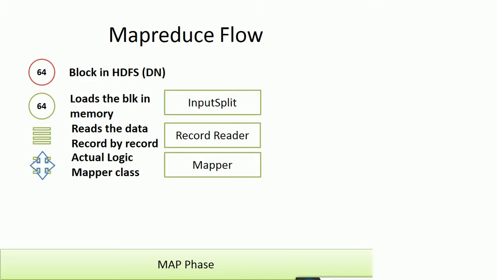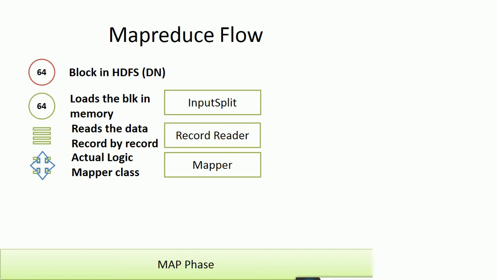This is the flow of the first phase, that is the map phase. So in the map phase, what happens? Your 64 MB block is residing or present in a data node, right? In some data node it is present. Second, that block is taken into the memory, because whenever we want to process something, that particular data set is taken into memory for processing.